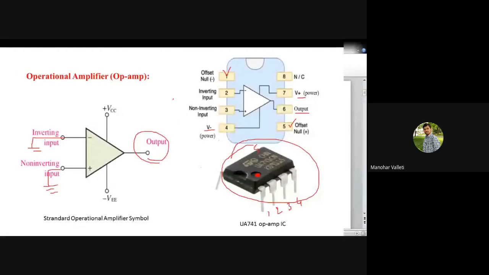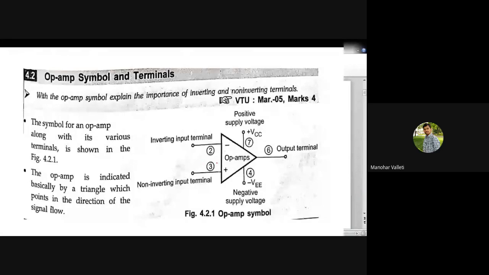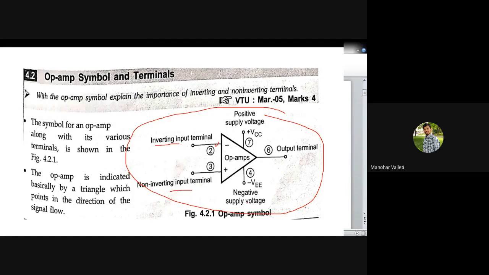So whatever we discussed in this slide, if I combine all these 3 pictures here, you can see the pin diagram, each pin number and pin name. This arrow talks about the direction of signal flow. This is the symbol and the output equation of the operational amplifier. The output equation is V naught equal to AOL into VD.